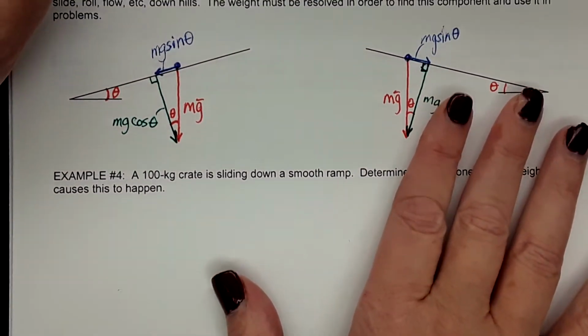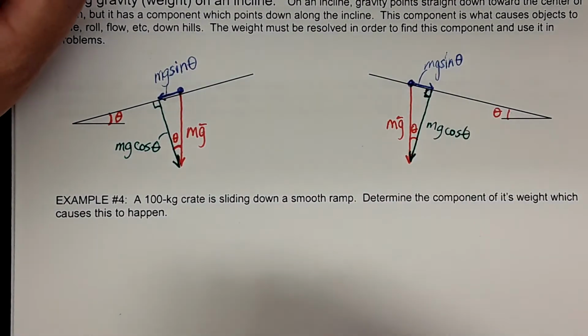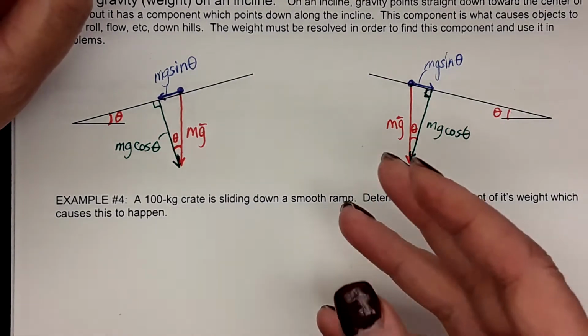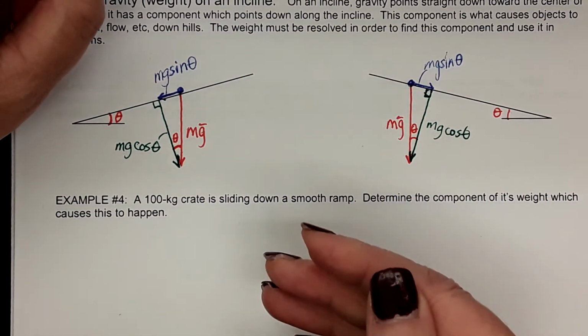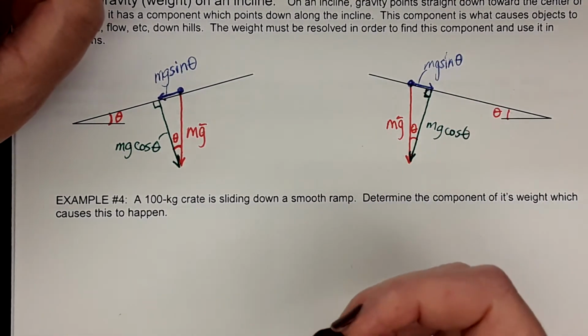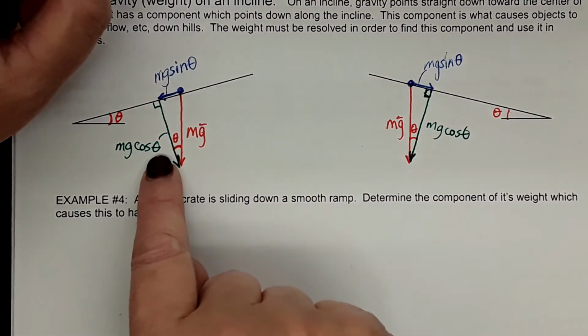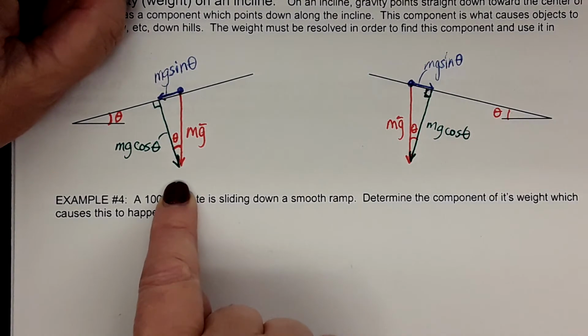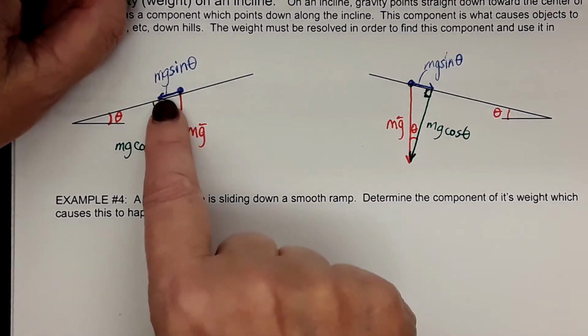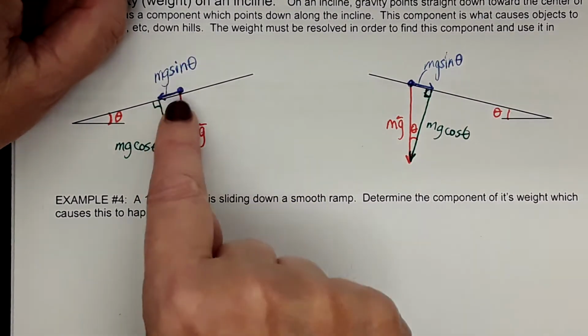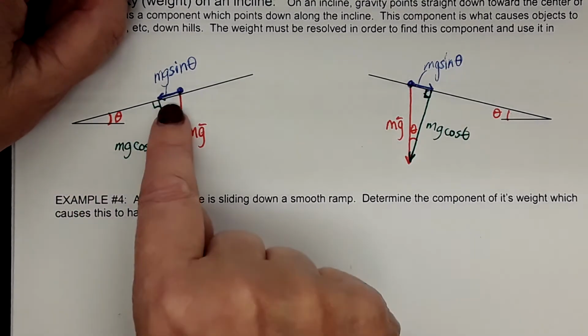All right, so this says a 100 kilogram crate is sliding down a smooth ramp. Determine the component of the weight which causes this to happen. Well, let's take a look. If we want the weight to help the object slide down the ramp, we have to use the component that's in that direction, and it would not be this one. This is not down the ramp, it's perpendicular to the ramp. So that means we want this component because it points along the ramp.